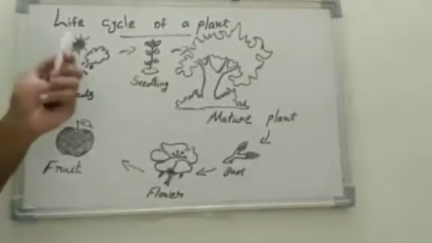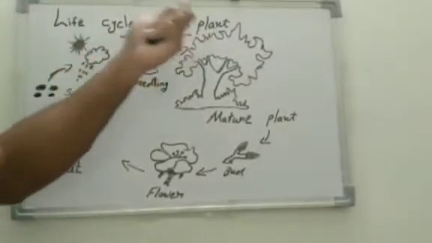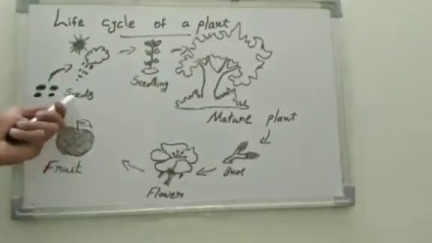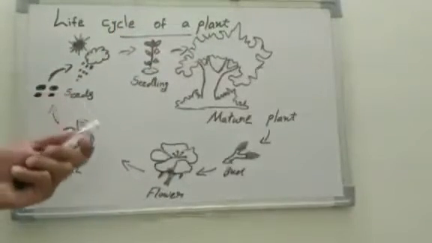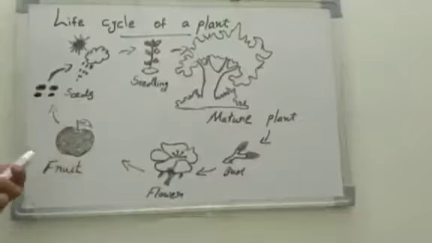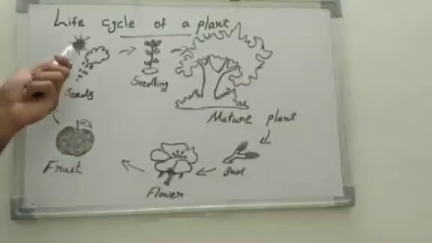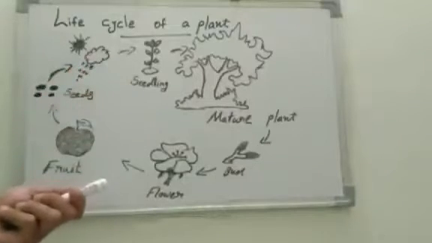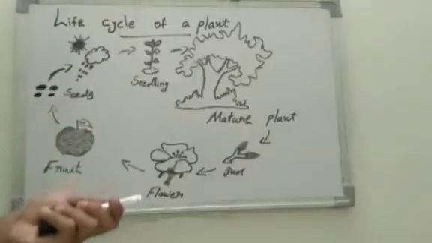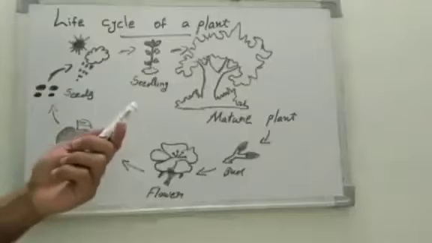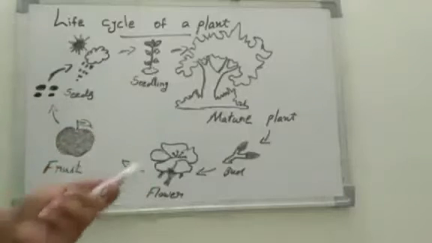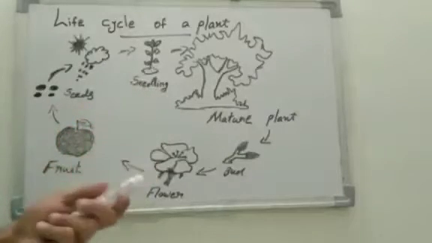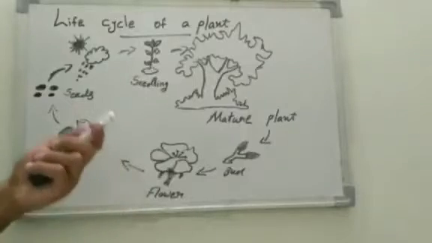Now we are going to learn the life cycle of a plant. Let's see. Seeds. A seed is the first stage of every plant. When it gets proper sunlight, water and other essential conditions, it starts growing. This stage of the plant is known as a seedling. This is the second stage of every plant.